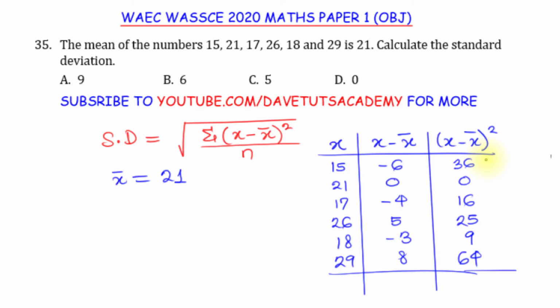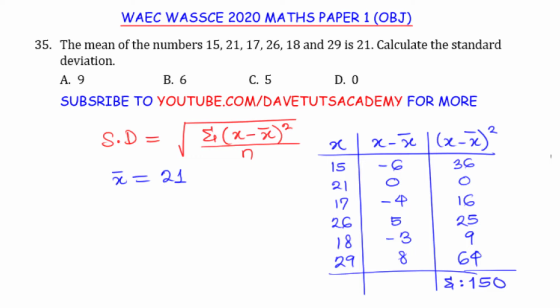So if you want to just add these, 36 and 16 will be 52. 52 and 25 will be 77. 77 and 9 will be 86. Then 86 plus 64 is 150. Okay, so the summation of this data value is 150.